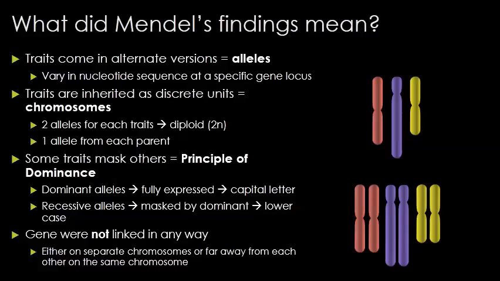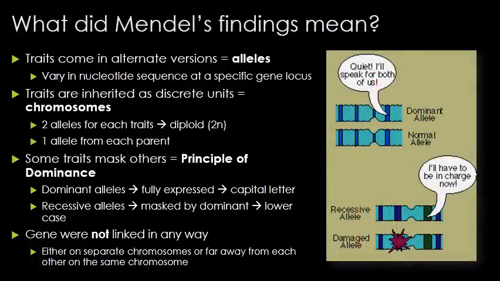Well, you got 1 copy from your dad, you got 1 copy from your mom, so you have 2 copies of each chromosome. We as humans have 23 pairs. Okay, so 46 chromosomes, but 23 from mom, 23 from dad. Now, some of those traits mask other traits, and we call those dominant alleles.